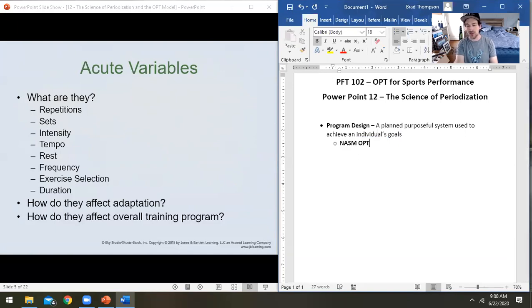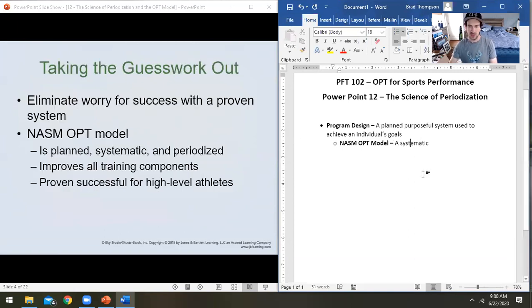So the NASM OPT model is a systematic and planned model that is used for program design. And we put everything on our OPT template. So there is a difference between those two, and then I'll put that up here as well. The NASM OPT template is the template used to write individual workouts, right?